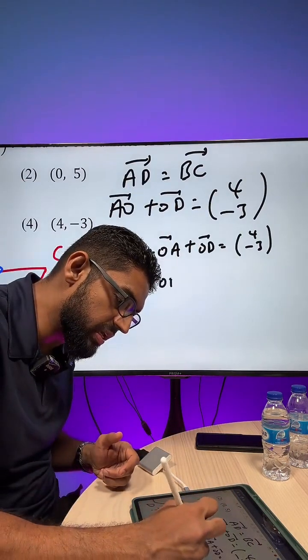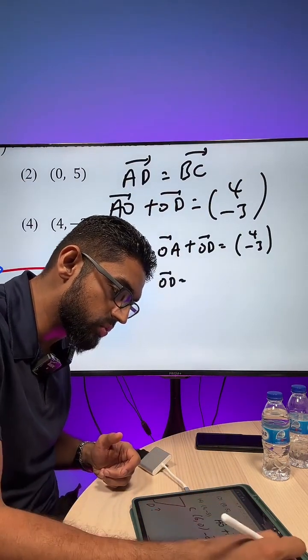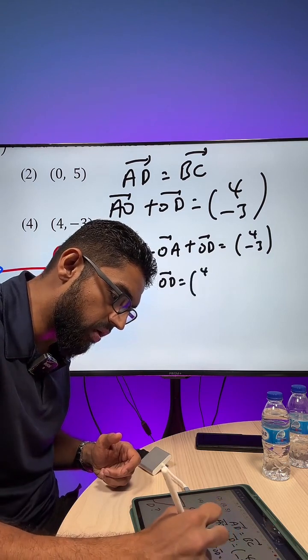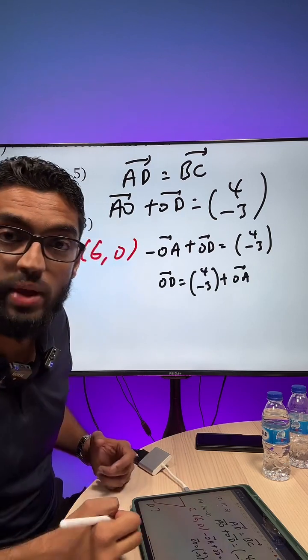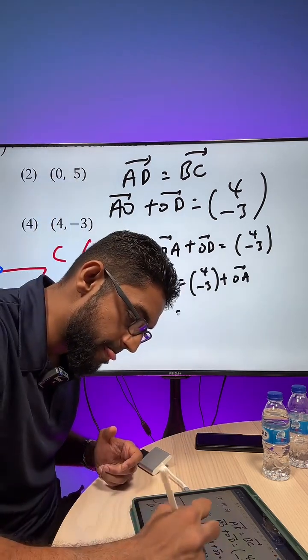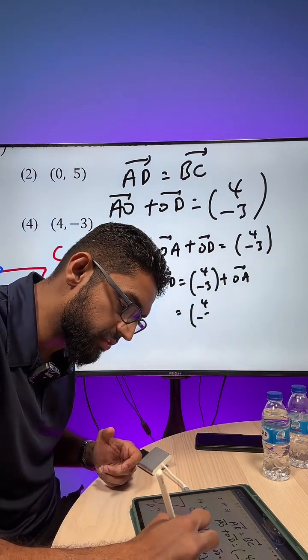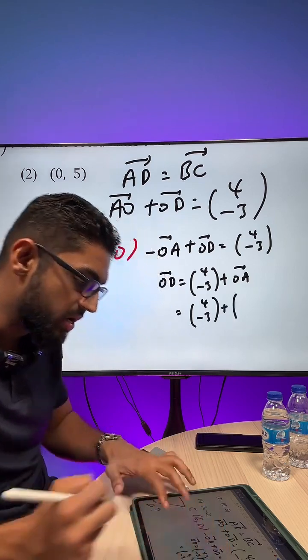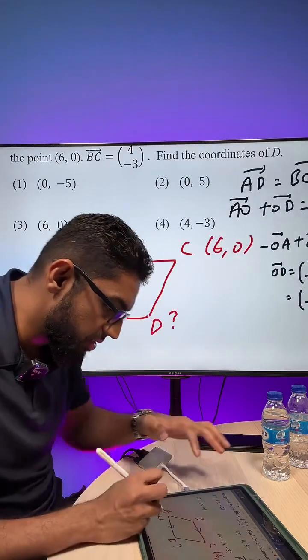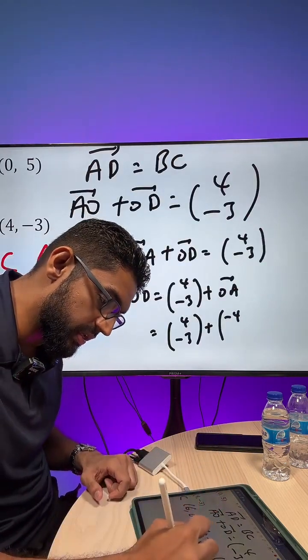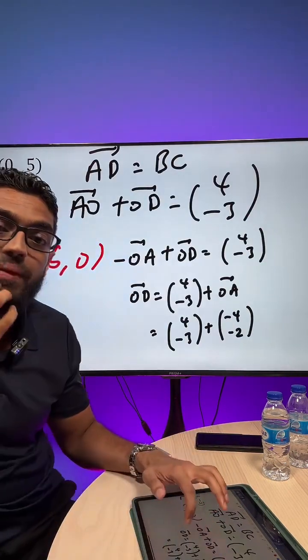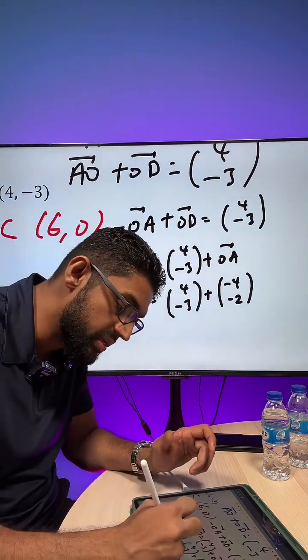Okay, so to find OD, all we need to do is (4, negative 3) plus OA. So we add these vectors up. 4, negative 3. Go back to the question. What's OA? OA is just negative 4, negative 2. So we put that in here. Negative 4, negative 2. And we add these vectors up to get OD.